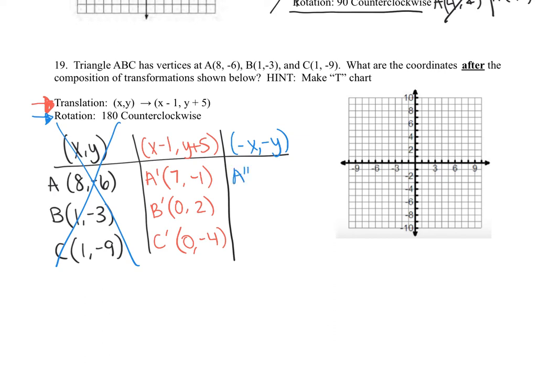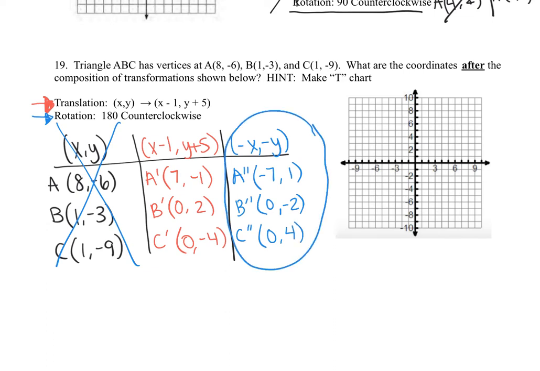A double prime. They are wanting us to change the sign of both numbers. So positive 7 is going to become negative 7, and negative 1 is going to become positive 1. For B double prime, 0 is not negative or positive, so it's just going to stay. And then 2 is going to change to negative 2. And then our last one, C double prime, 0 is staying the same, and then negative 4 is changing to a positive 4. So here are our answers after our composition of transformations.